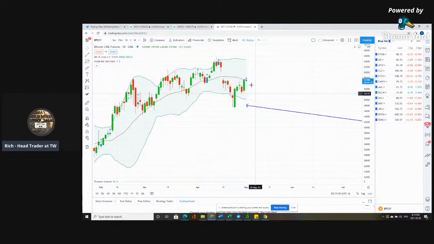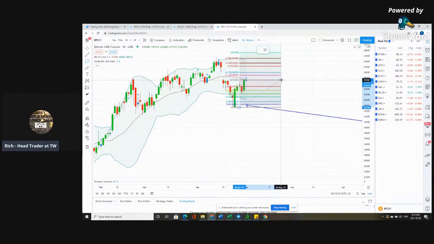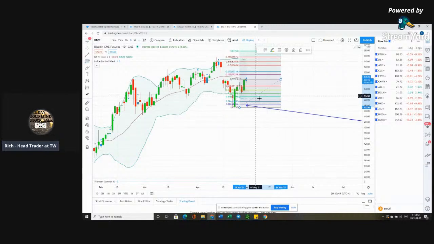And if on the other side we come back down here, then I'm going to be drawing the fib from the low to the high, and I'll be looking for all of these areas to act as support.